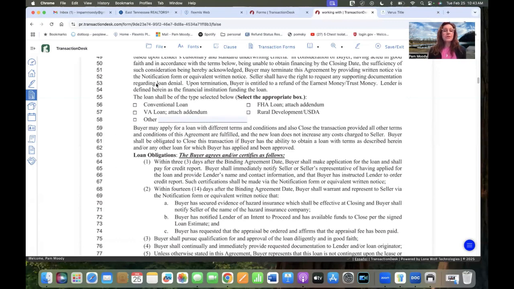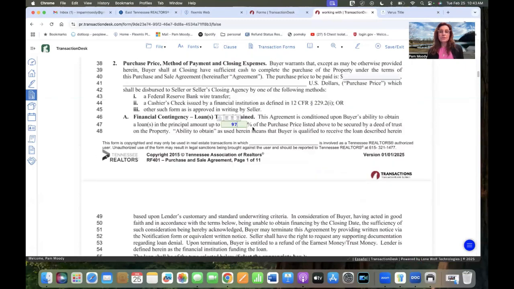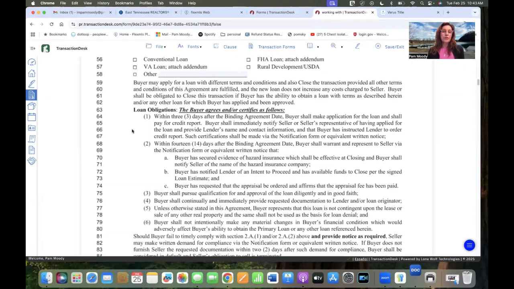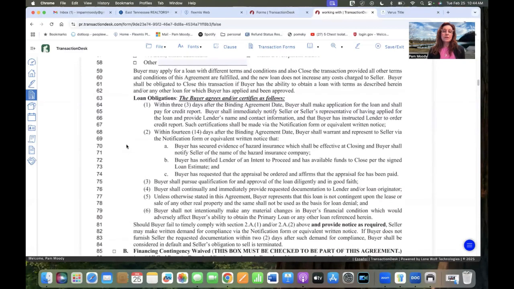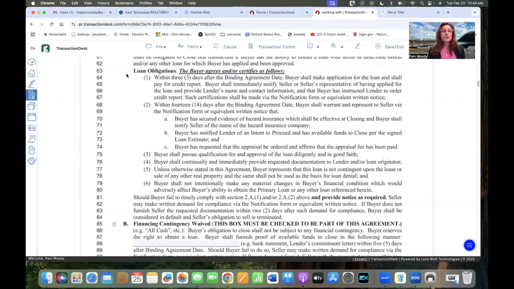Okay, so what we need to, again, I'm going to state it out again, just in case I froze. What type of loan? And that's really important, and this will help in the negotiations. Okay. So loan obligation. The buyer agrees and or certifies as follows.